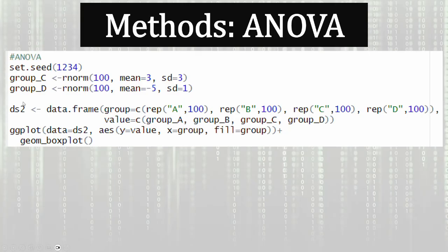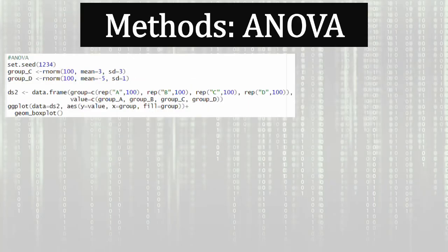So for my second data set, I'm going to do the same thing I did for the t-test, but just with 4 groups. So repeating A, B, C, and D 100 times, and then adding in those values for groups A, B, C, and D. I'm going to do a box plot as well, and we'll see something very similar.